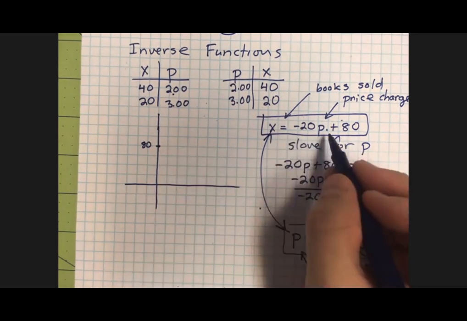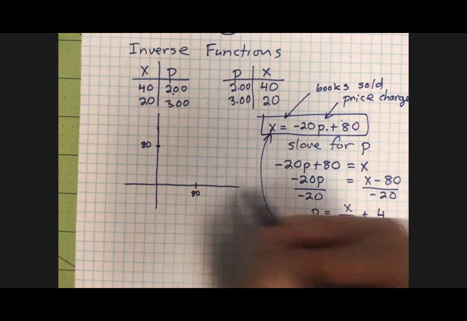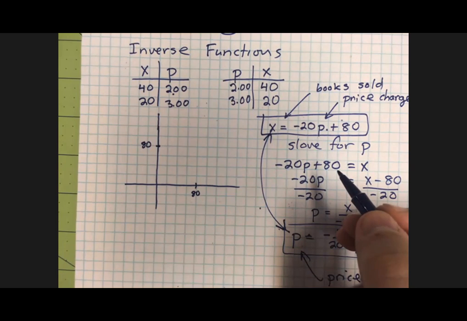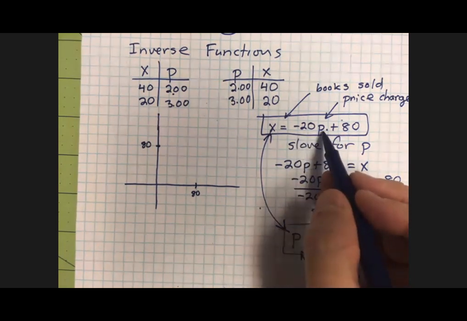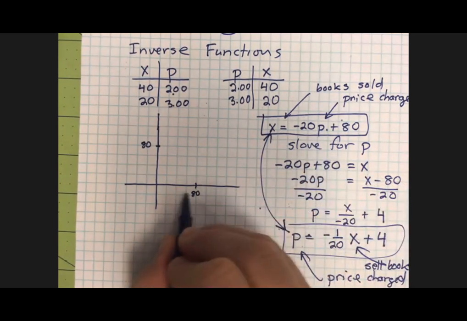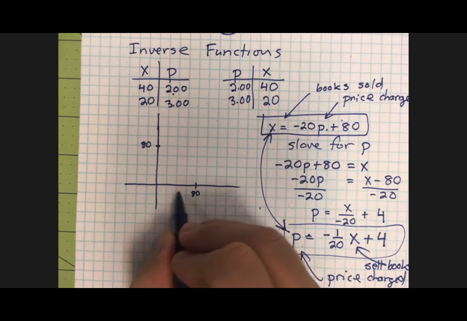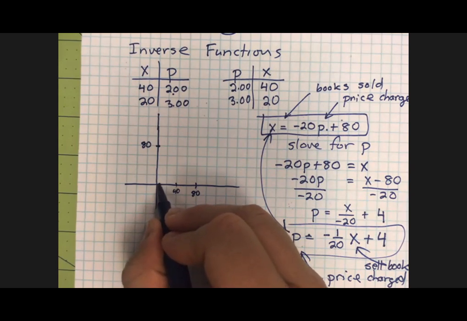And let's try to draw this graph right here. Let's also make this 80. Give me another point on this graph. If I plug in P equals 4, I get X equals 0. Where is 4 on this scale? It's got to be a 20th of the scale. This is 40. 4 is a 10th of that. 4 must be about right here.